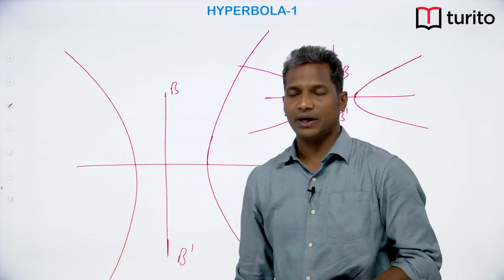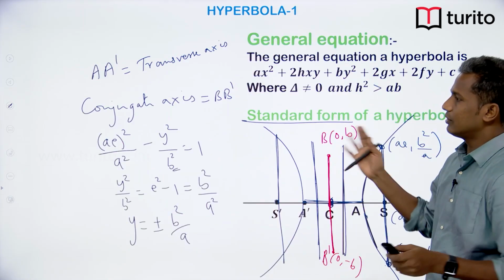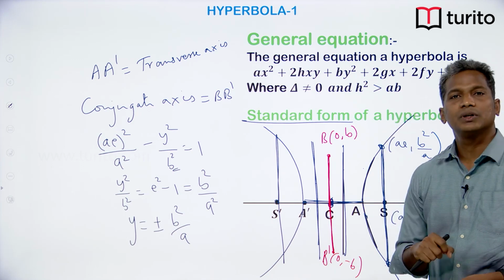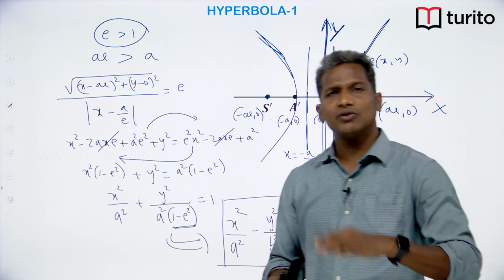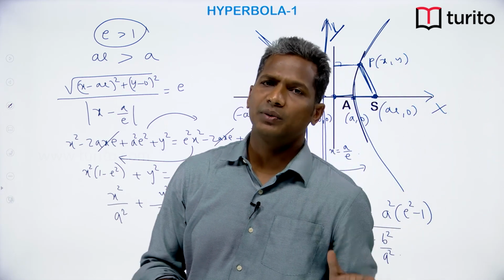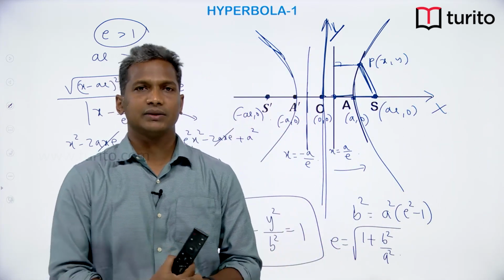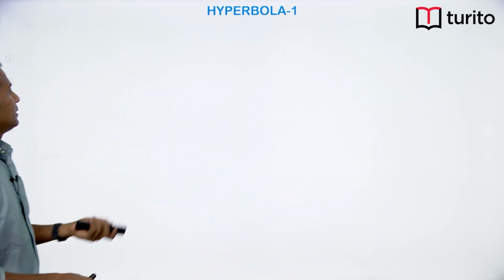Now, how it is talking about the shape, that we will see a little later. So, now here we have understood what the setup is, what the standard form is, how to derive it, and also we have observed that in ellipse and hyperbola there are a lot of similarities. Now, next.